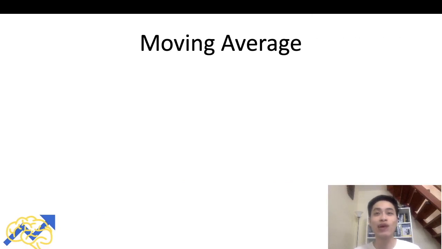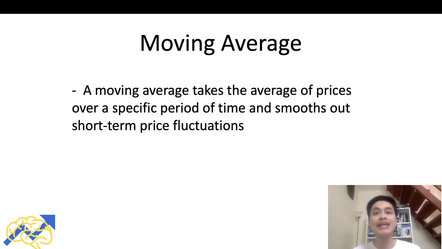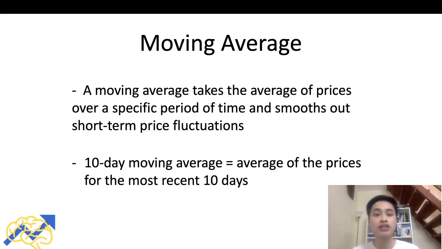So we are going to take a look at the definition of moving averages. A moving average takes the average of prices over a specific period of time and smooths out short-term price fluctuations. So for example, a 10-day moving average takes prices from the most recent 10 days, takes that average and then plots it in a line on our price charts. Depending on the individual investor and trader's configuration, the moving average can be a 5-day moving average, 10-day moving average, 50-day moving average, and so on.